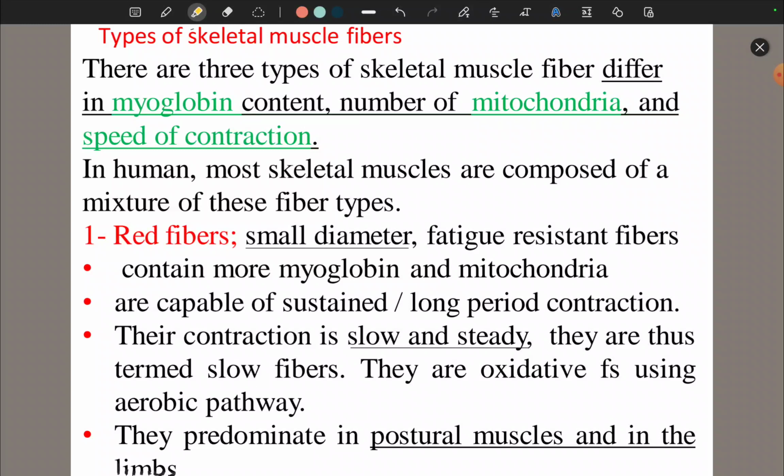As you know, in the blood we have hemoglobin, which is also a protein which binds 4 molecules of oxygen. I'm a physiology... So, returning back to the red fiber, you should know: small diameter, they are fatigue resistant, rich in myoglobin and mitochondria, and they are capable of sustained long period contraction. And the contraction is slow and steady.